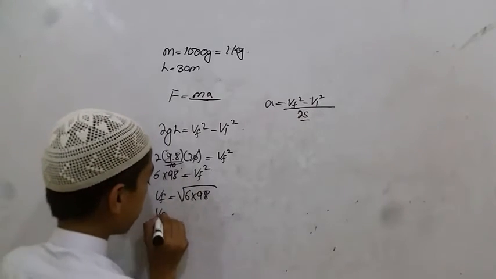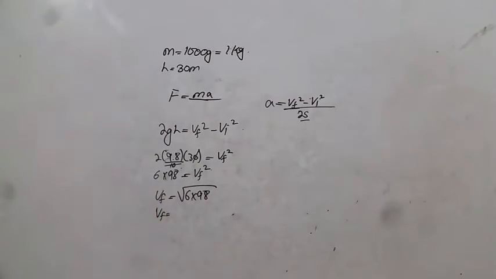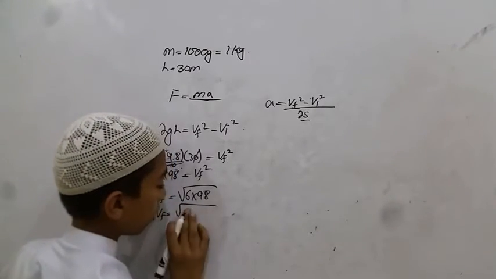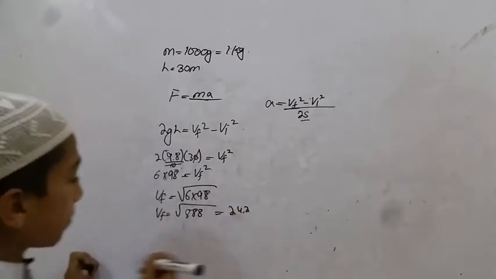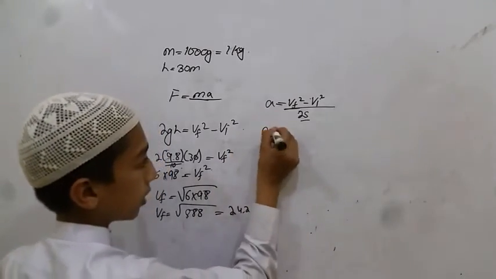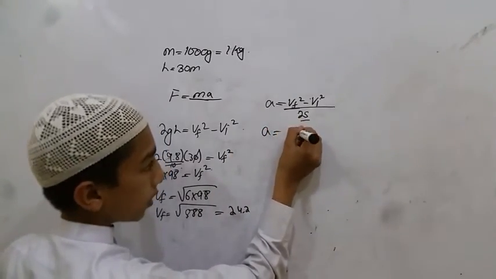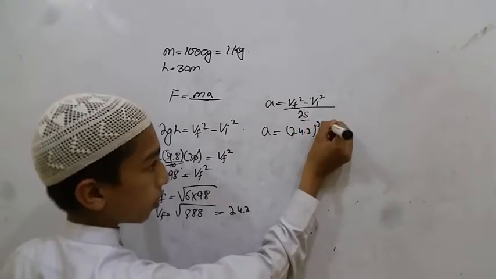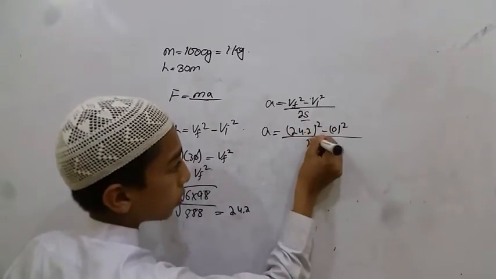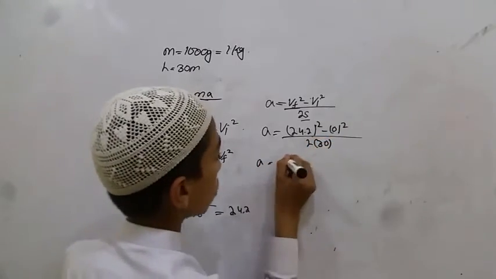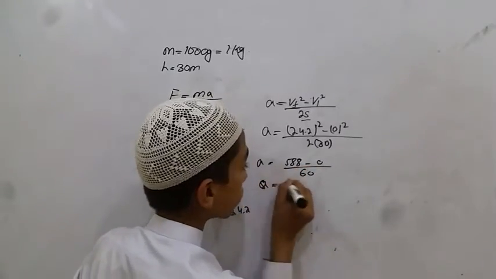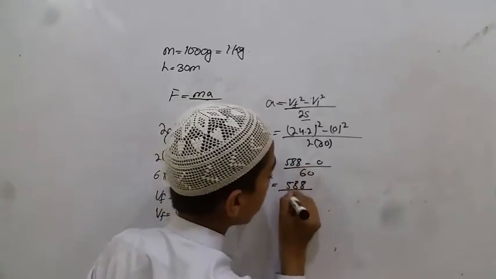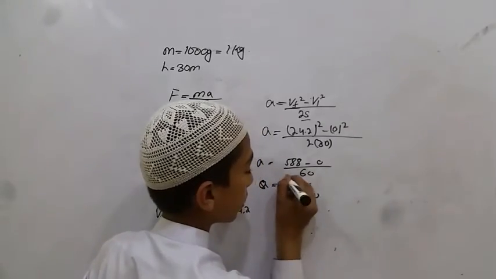So Vf is equal to square root of 588, which is equal to 24.2. This is the final velocity. By putting this value in this equation, a is equal to 24.2 square minus 0 square divided by 2 into 30. So a is equal to 588 minus 0 divided by 60.